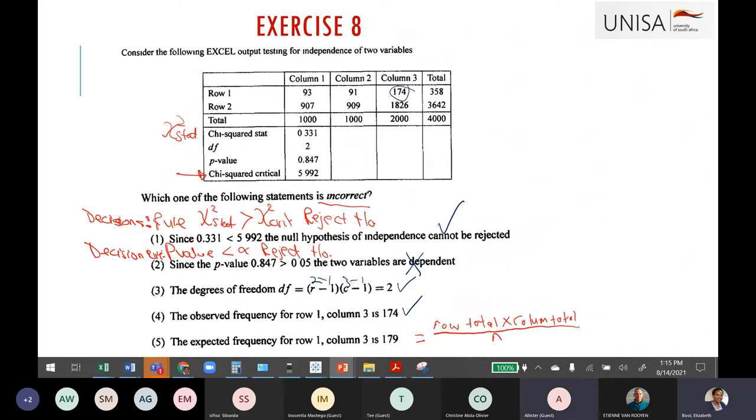The expected frequency of row 1, column 3 is 179. Did you calculate that? The row total is 358 multiplied by the column total, which is 2000, divided by 4000. So it's 358 times 2000 divided by 4000. That is correct.